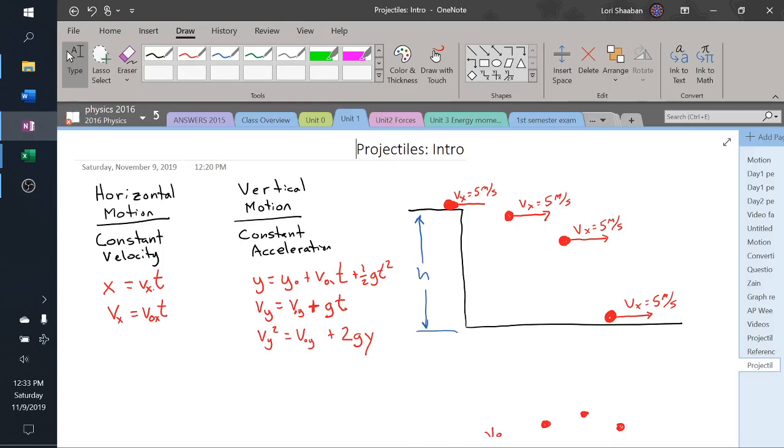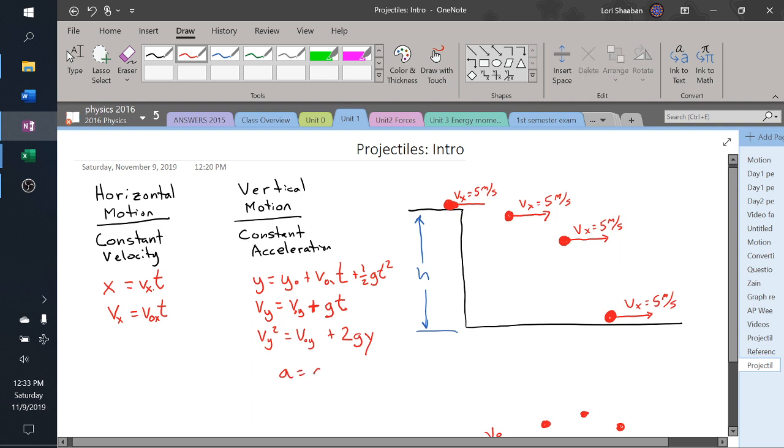Okay, let's look at some projectile intro. We look at horizontal motion and vertical motion. They are different, since in the vertical direction we have gravity acting on us. So we have acceleration is g, and we know that gravity acts downward.